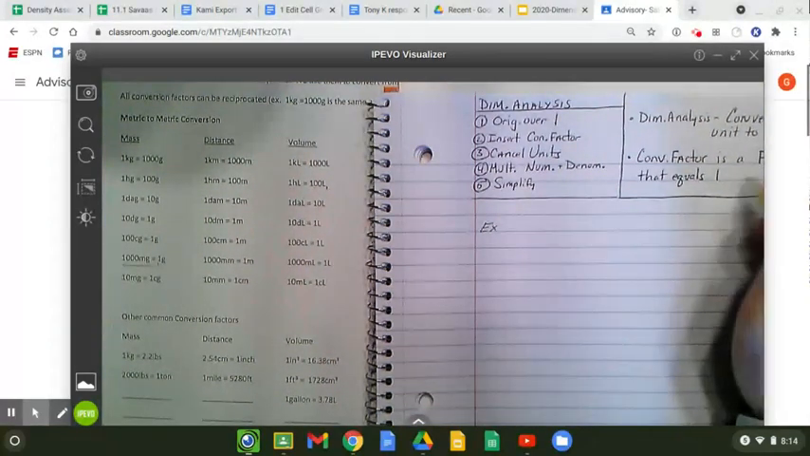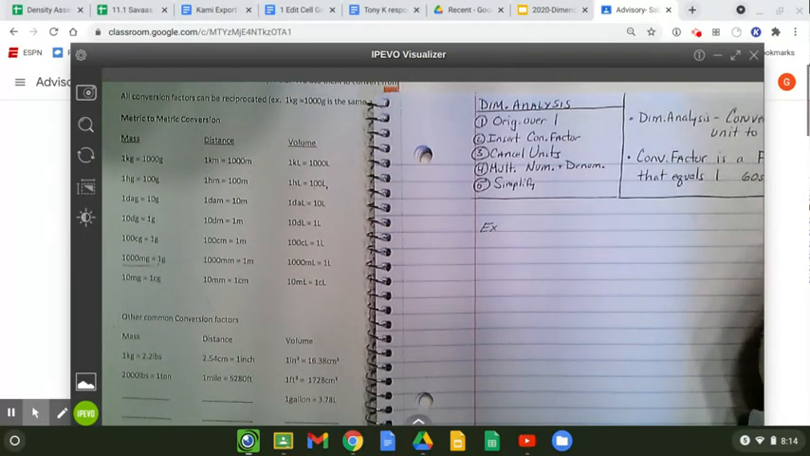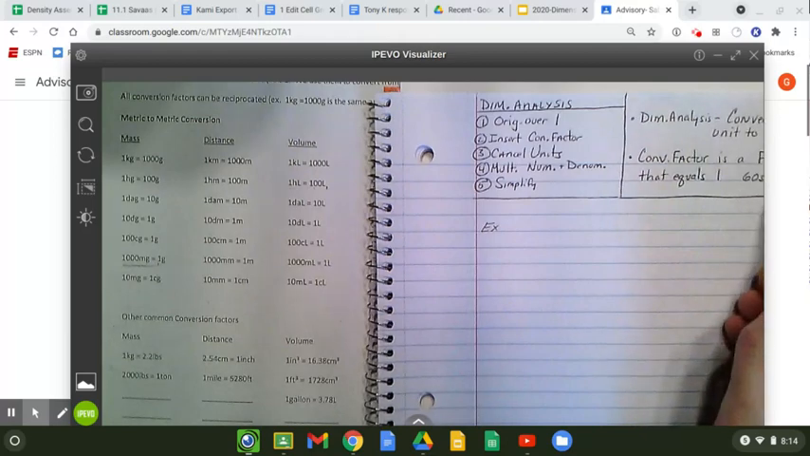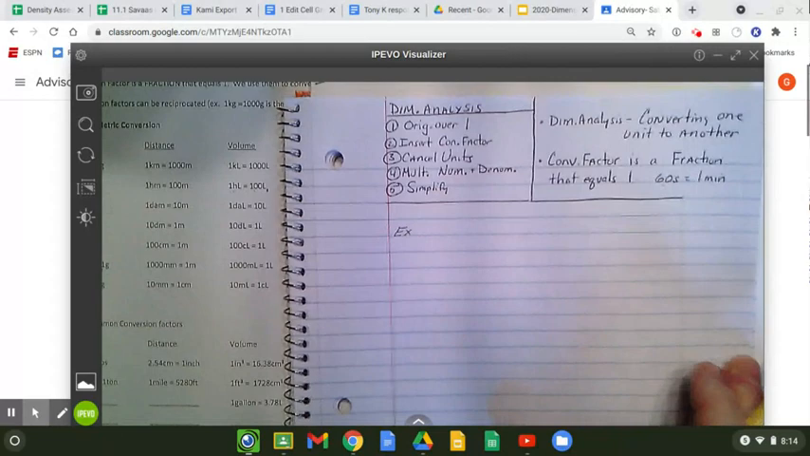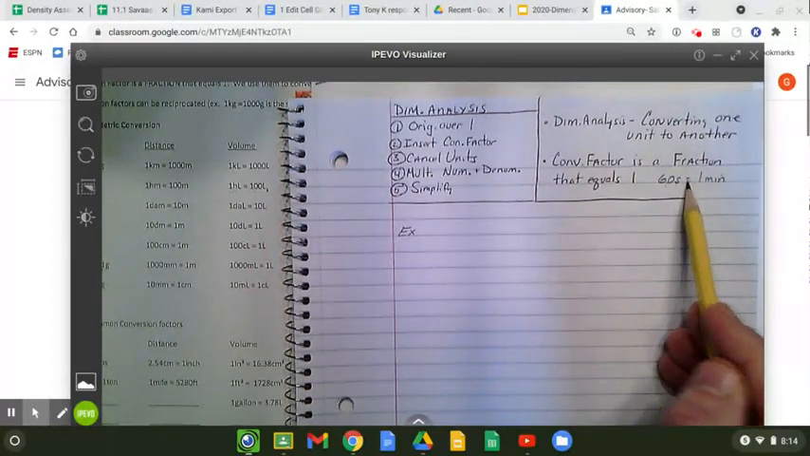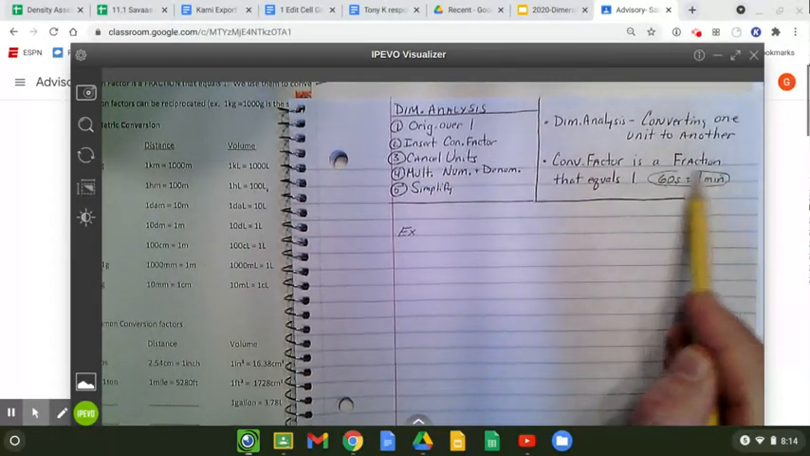So what I mean is 60 seconds equals 1 minute. The left equals the right. It's just two different measurements. So 60 seconds equals 1 minute. This is an example of a conversion factor.